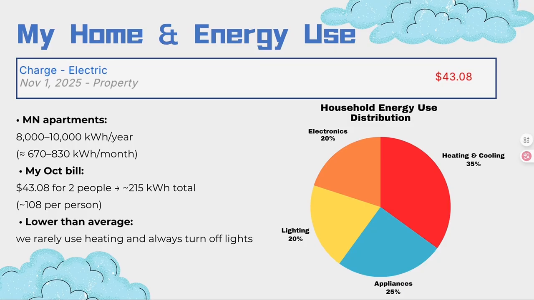Our October electric bill was $43 for 2 people. That's about 215 kilowatt-hours total, or roughly 108 per person. This is much lower than average because we rarely use heating and we always turn off lights when they're not needed. In a typical apartment, about 35% of electricity goes to heating and cooling, 25% to appliances, 20% to lighting, and 20% to electronics such as laptops and gaming devices.